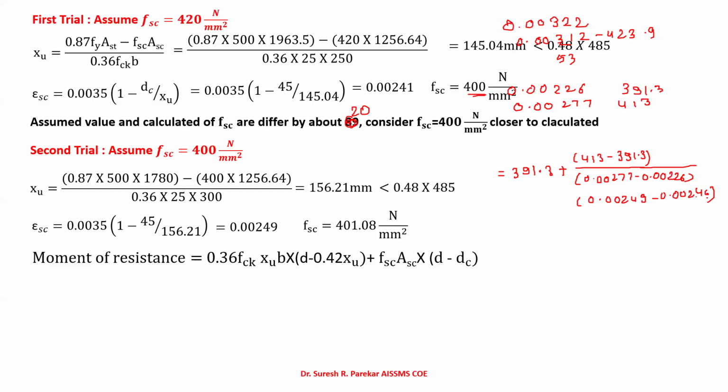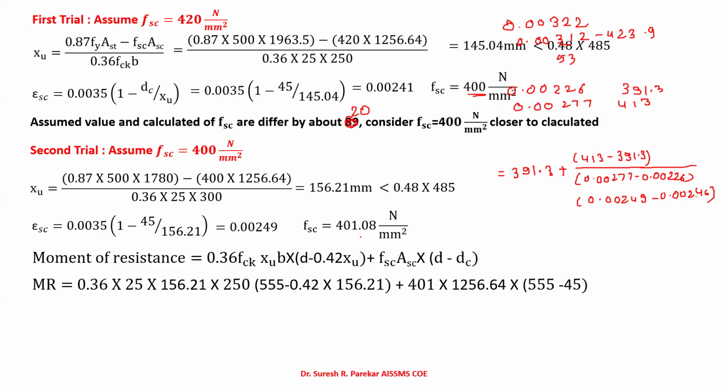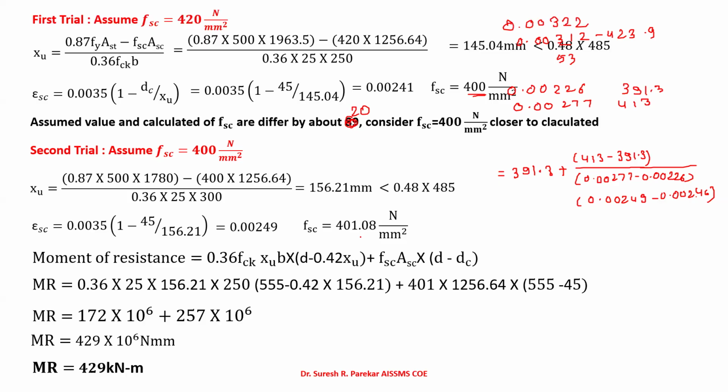So if we calculate this, 413 minus 391.3, divided by 0.00277 minus 0.00226, multiplied by 0.00249 minus 0.00226, plus 391.3, and we have 401.08. And then we have assumed 400 and this is 401.08, so it's okay. So we will consider 401 and we will calculate value of MR that comes 429 kilonewton meter.